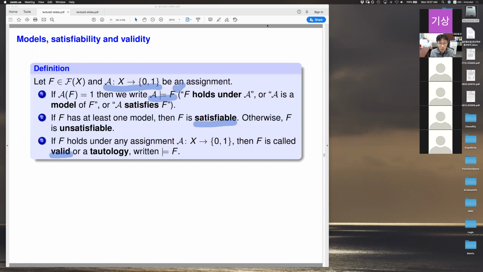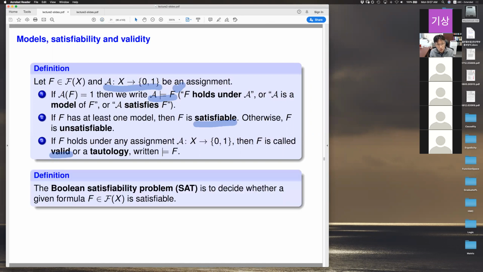And last time we said one of the important computational questions involving satisfiability and validity is the so-called satisfiability problem, which says that given a formula F, this problem asks us to check whether the formula has a satisfying assignment or not. And this is one of the best known so-called NP-complete problems, okay?